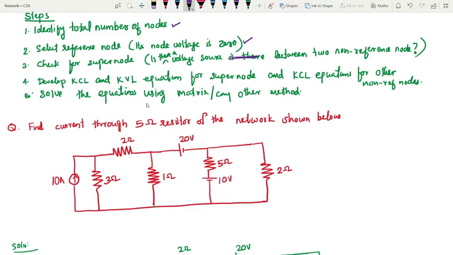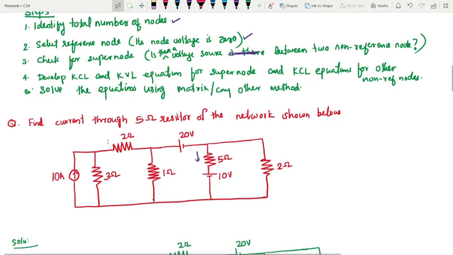Once we get the equations, we can solve them by the matrix method or any other method. You can easily verify the results with your calculator also. One example is given here: find the current through the 5 ohm resistor of the network shown below. Here you need to find the current flowing through the 5 ohm resistor. That is the task.